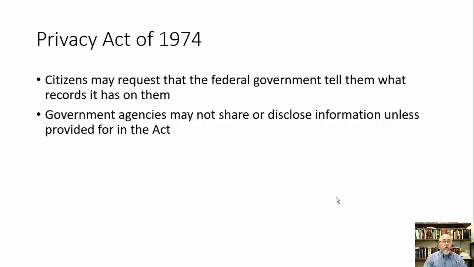Now, if they have something wrong, as I said before, you'll ask them to correct it. If they won't correct them, you can go to federal court and seek to have a federal judge order them to make the corrections. And if they don't make the corrections, or if they haven't given you the records, you're entitled to your court costs. But it's a way of kind of keeping track of what the government is doing.